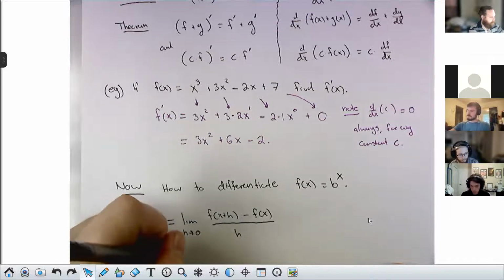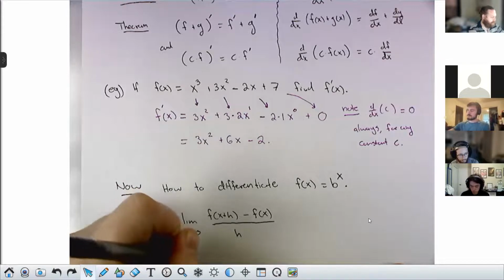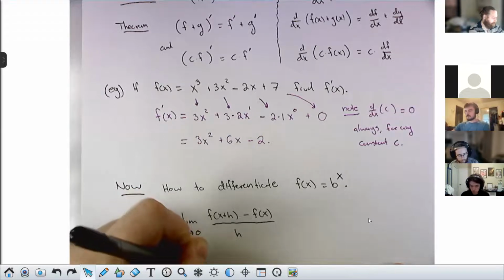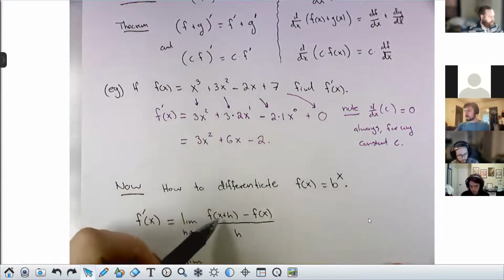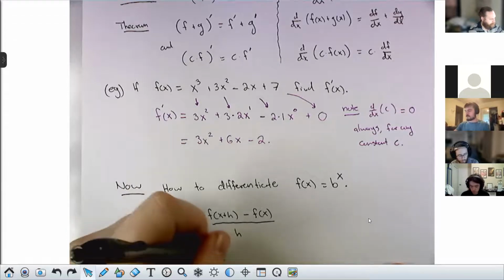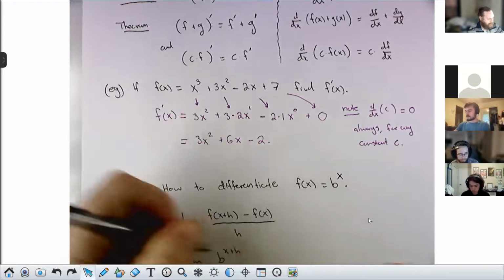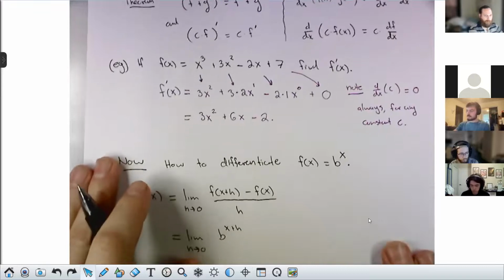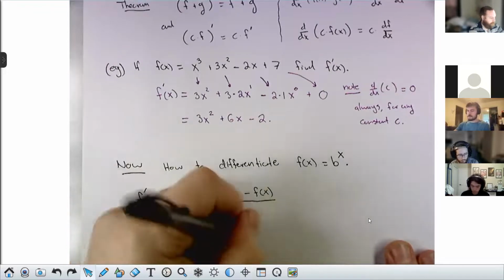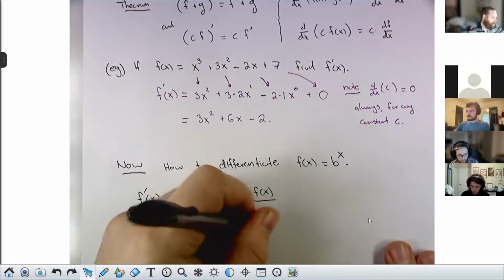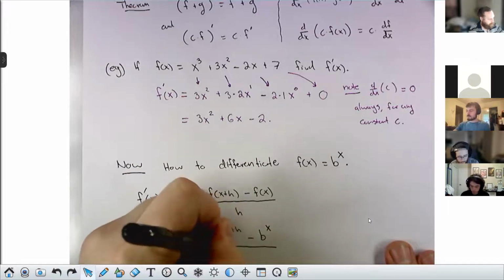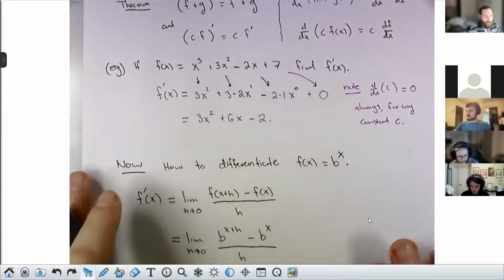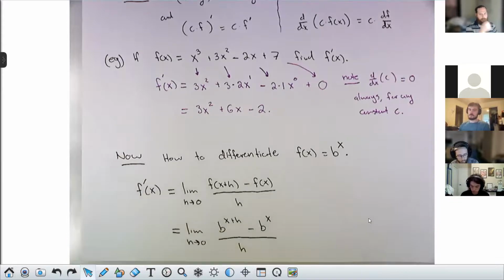And if I plug in b to the x for that function, then f of x plus h would be b to the x plus h, minus f of x, which is b to the x, and everybody is still divided by h. Unlike many of the other examples we've seen, this doesn't really look like one of those limits I gave you as a homework problem before.